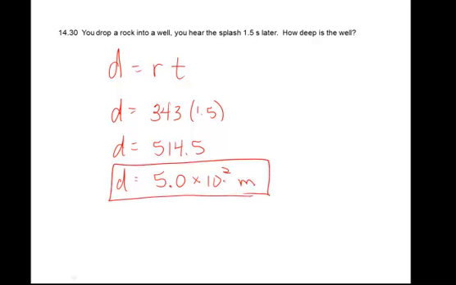Now, if this were an echo like it is in your assignment, in that case, an echo would start here. It would have to go down to the bottom of the well, and then it would be traveling back up. So if the time that they give you is, let's say, 1.5 seconds for you to hear the echo, then that means it's only half of that time to get down to the bottom. But in this case, they weren't asking for an echo.